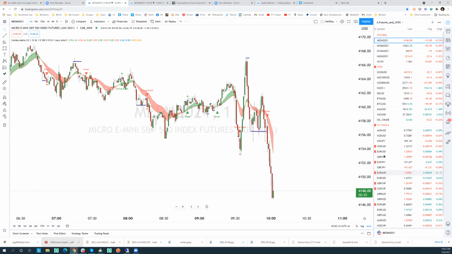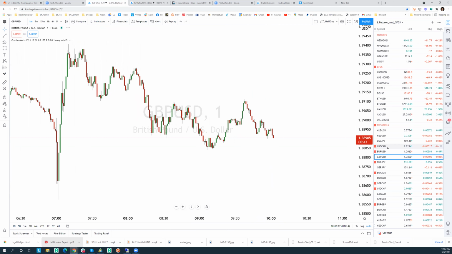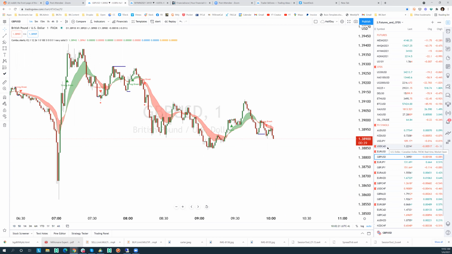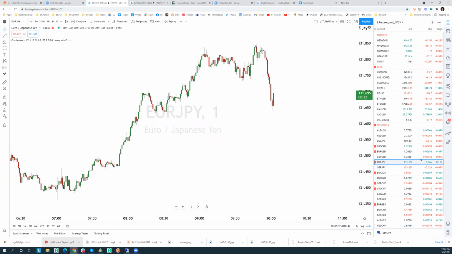Cable is just kind of floating, so we're pretty much at entry here on this move. It went a little bit against us. Now we're trying to see if this thing can come in. We basically need 86 to make our fives.